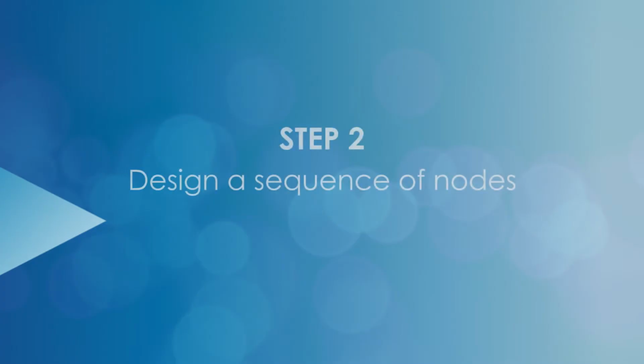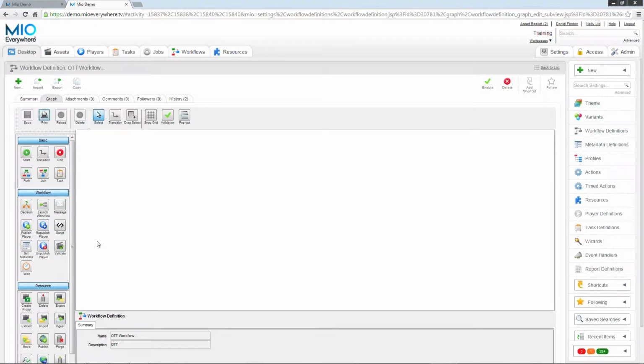Step 2. Design a sequence of nodes. Within the workflow definition page, select the Graph subtab. The Workflow Designer screen is where you create your workflow. Within this screen, what you see is what you get. The Workflow Designer page is split into 2 core areas. The Workflow Palette on the left-hand side of the page.